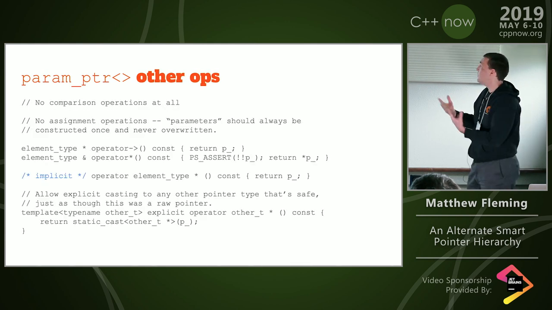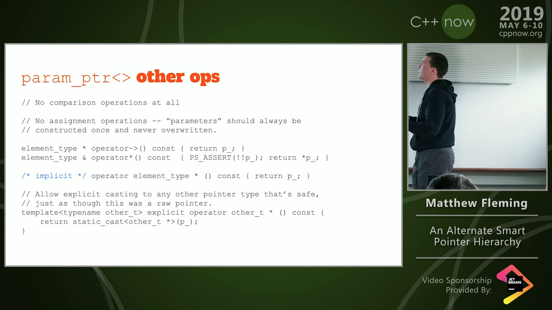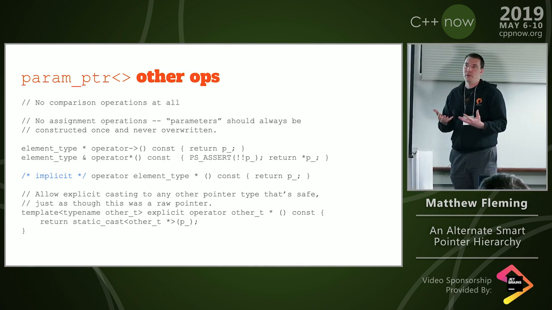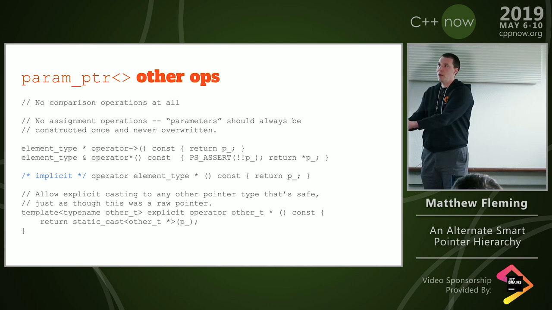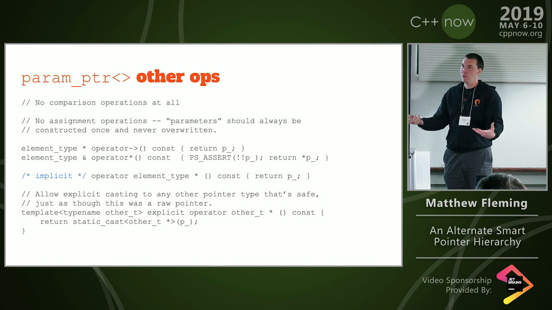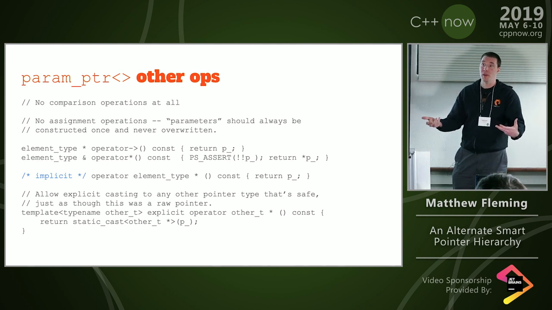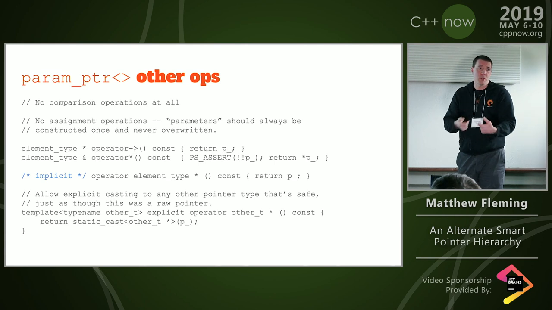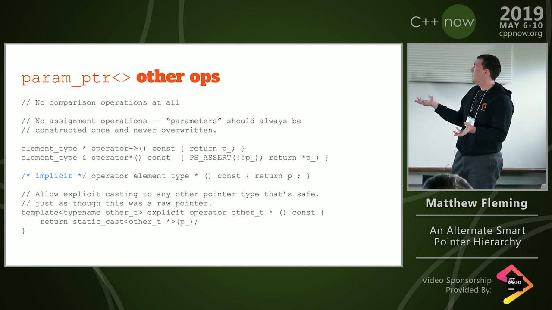There's some other operations. So param pointer is even simpler than a borrowed. I can't assign to a param pointer in the sense that if I'm saying this represents a parameter, I can construct it because I need to take it as a parameter. I might need to store it as a class member because I'm implementing all this async stuff myself. But I never want to overwrite it because you've already told me what memory to fill in. I should never change that. So the operators don't even exist.